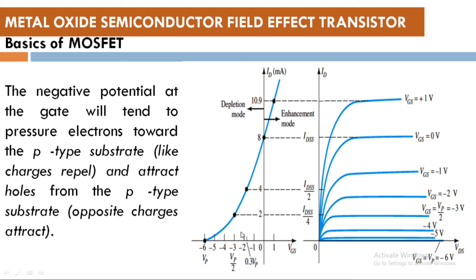But there is an interesting fact here, which is if we increase the gate potential, then we can see a current which is more than the IDSS, that is more than the saturation current. Now this usually is called the enhanced region.